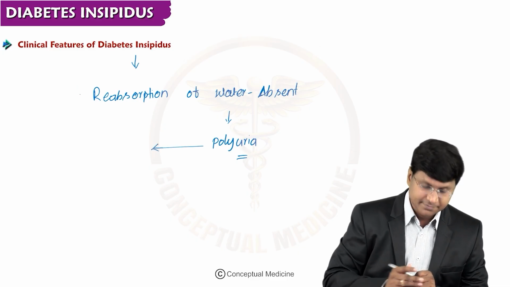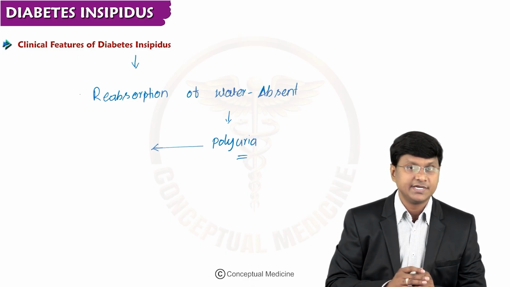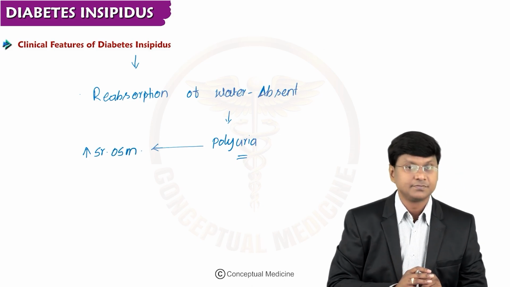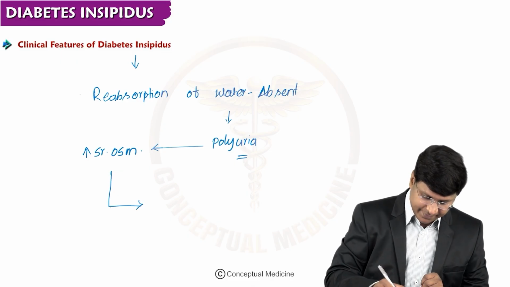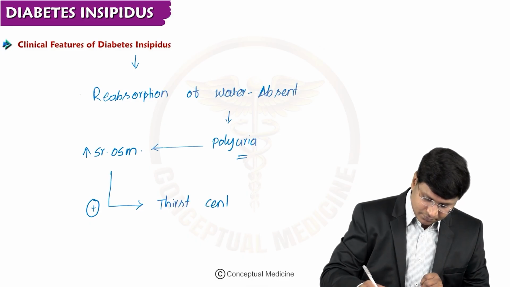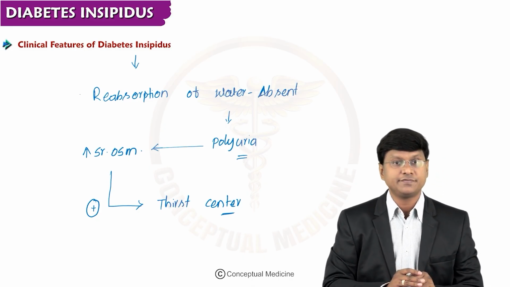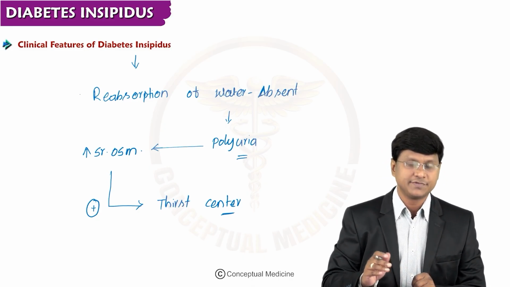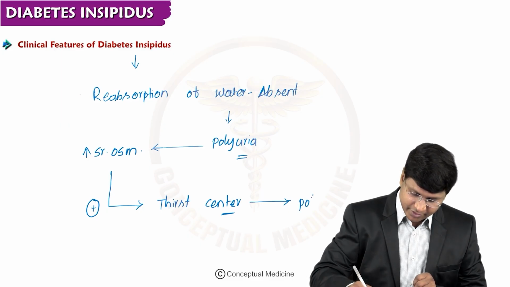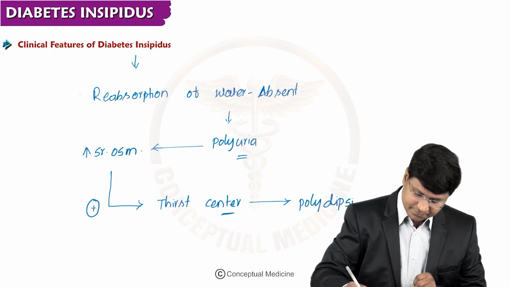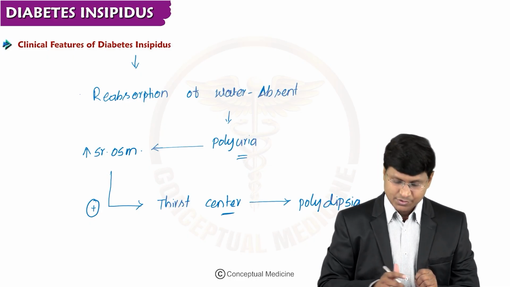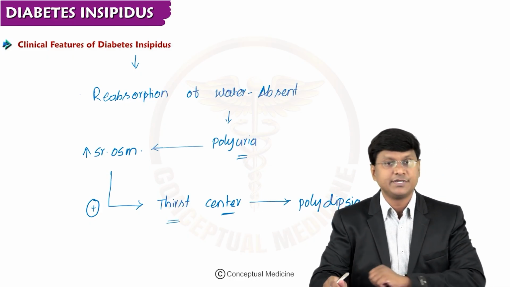Now whenever there is polyuria, when a large quantity of water is getting excreted out in the form of urine, what will happen to serum osmolality? The serum osmolality will be increased. When serum osmolality is increased, what will happen? There will be stimulation of the thirst center. So once there is stimulation of the thirst center, the individual will have polydipsia. So the individual will have polyuria and then polydipsia. Polydipsia is mainly because of the excessive stimulation of the thirst center.